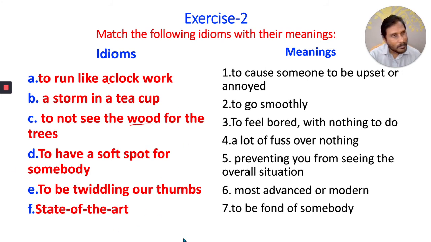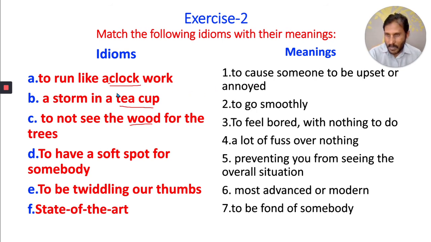You got any meaning out of this? Okay, expression. These expressions are idioms. State of the art. State means generally, remember Telangana state, etc. Soft spot, you remember something. Twiddling thumbs, thumbs, you remember something. Teacup means you remember a cup and tea inside. Run like a clockwork, you remember a clock on your wall. So what is the meaning? Just let us try to find out these.